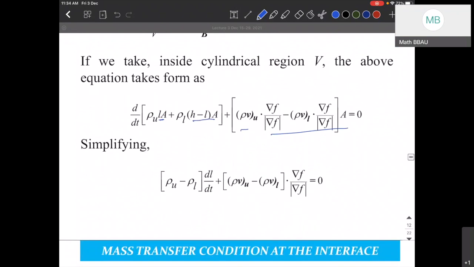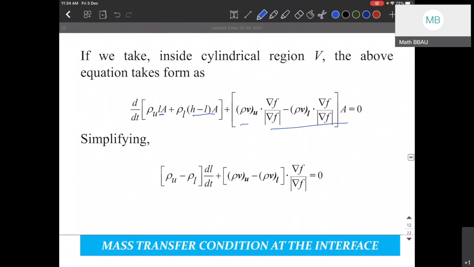Now, as A is constant, because it is the surface area of the cylinder, we get this equation. See, L is changing with time. L is not constant basically, the constant is H, the height of the cylinder. L is changing with time because the interface is basically oscillating with respect to time. In that case, L depends on time, so we take dL by dt and we get this equation.